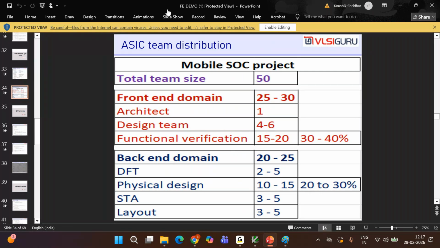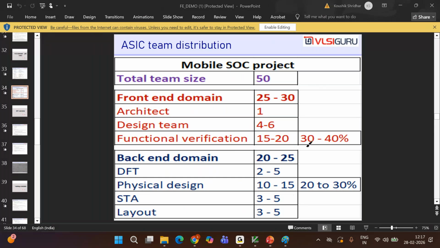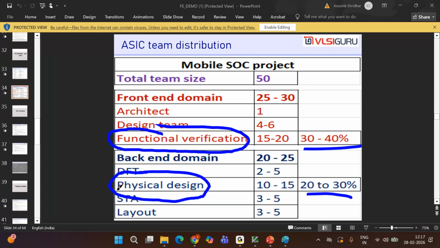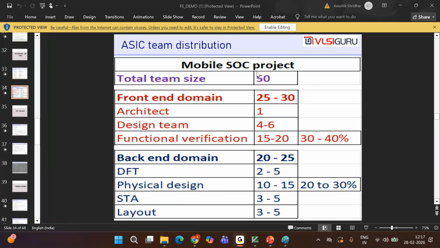So what you have noticed is 30 to 40 percent of the job roles are in front end as functional verification, and in back end as PD engineers. PD or STA, both knowledge will be acquired. Only one engineer is basically sufficient to do both. Okay, this is how the numbers are present.